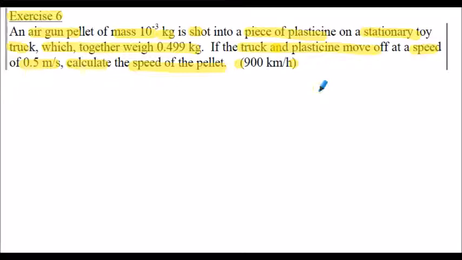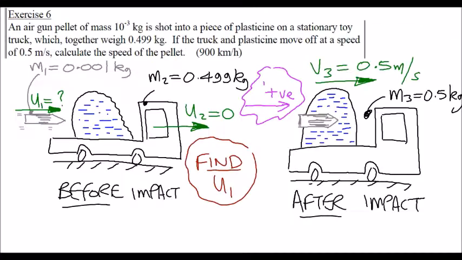If you think you can attempt this question without further assistance, I would encourage you to stop the presentation and attempt it now. But the full solution will be shown on the following slide. Exercise 6, the first thing I've done is to extract the information from the question, quite a bit of information here. So from the question, the pellet has a mass of 10 to the negative 3 kilograms. So M1, the mass of the pellet, is 0.001 kilograms.